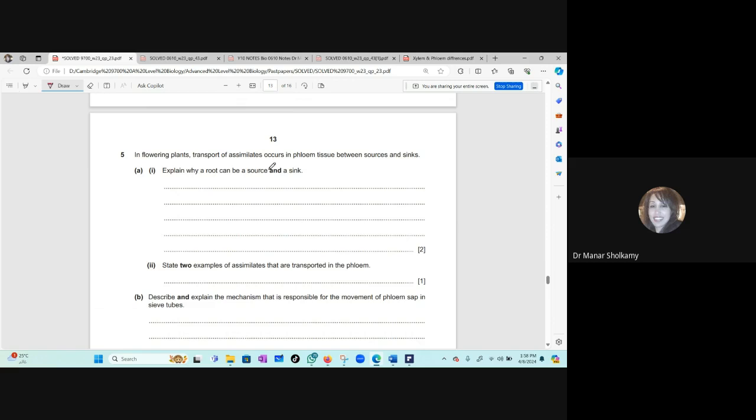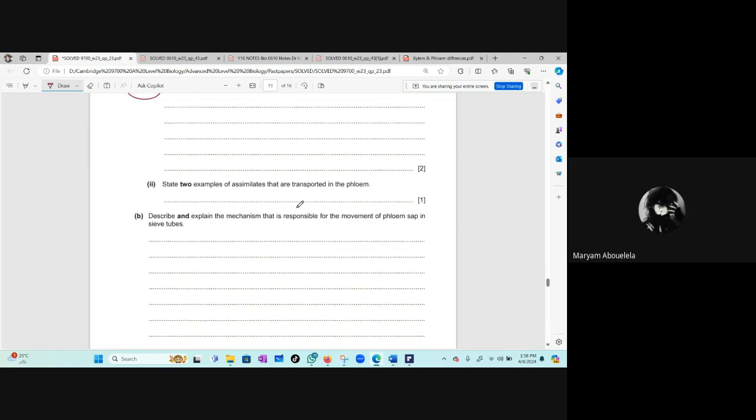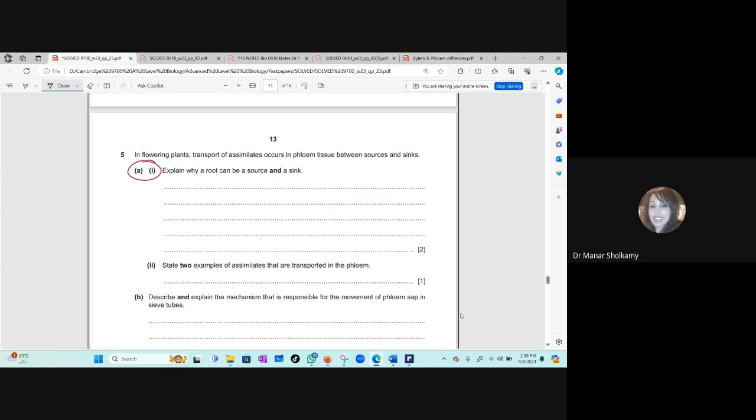Explain why a root can be a source and a sink. Now, this is O level. Why can a root be a source and a sink? When is it a source and when is it a sink? It's a source when the leaves are not present during winter or fall. Yes, correct. Okay, so remind me to send you the O level page for the source and the sink.